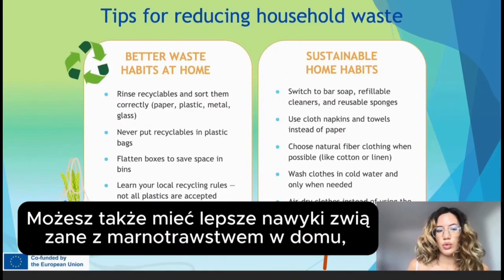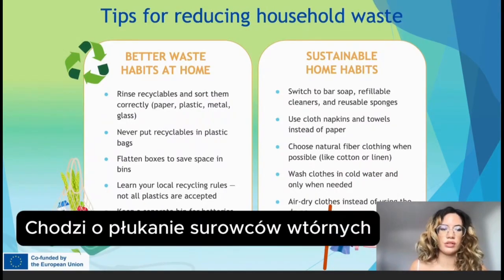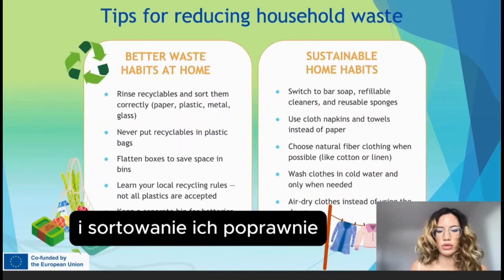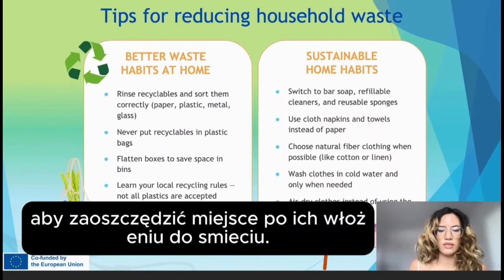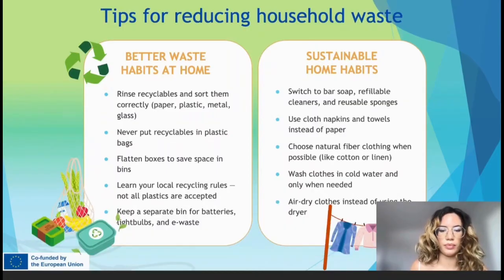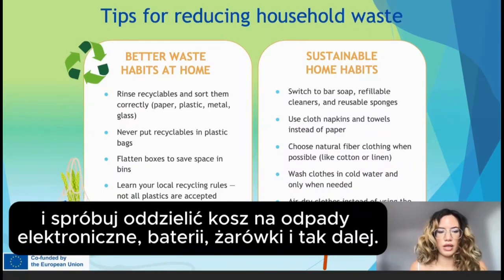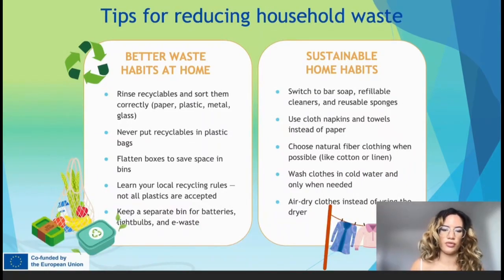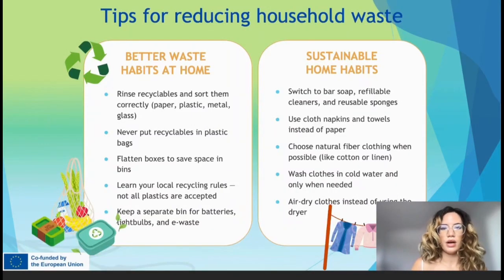You can also have better waste habits at home by paying more attention to recycling. So this is about rinsing the recyclables and sorting them correctly. Try to flatten the boxes to save space when putting them in the garbage. Of course, learn your local recycling rules and try to separate the bin of electronic waste, of batteries, light bulbs, and so on, and take them to the correct place for recycling.